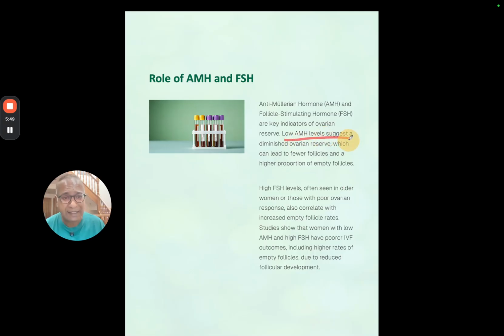A low AMH suggests a diminished ovarian reserve and can lead to a smaller number of follicles and a higher number of empty follicles. On the other hand, a high FSH is often seen in older women and may be another sign that the ovaries are coming under strain, and it correlates with increased empty follicle rates. Studies have shown that women with low AMH and high FSH have poorer IVF outcomes, including a higher rate of empty follicles.